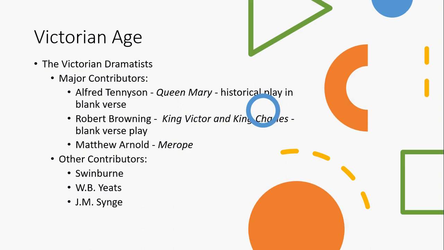About Robert Browning, we remember that he was a very good writer of dramatic monologues. My Last Duchess is a very good example of a dramatic monologue by Robert Browning. A play that he wrote also in blank verse is titled King Victor and King Charles.